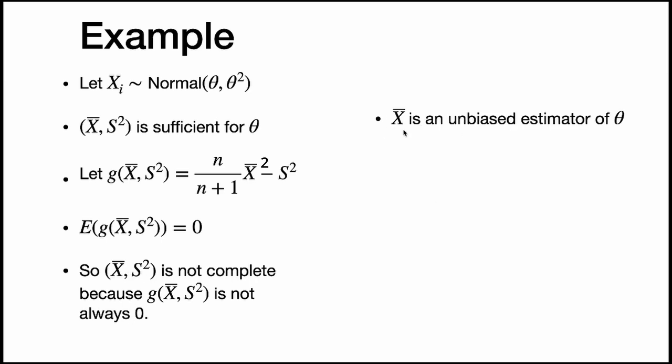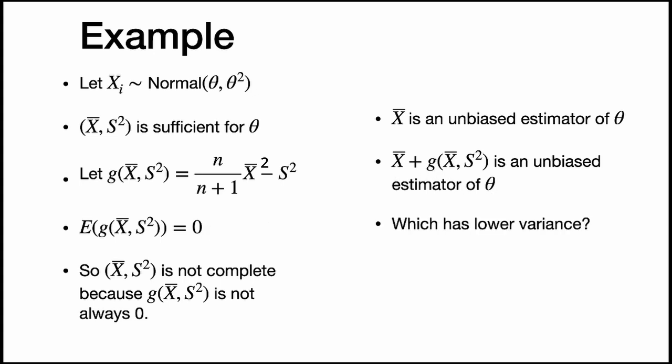So x bar, we know, is an unbiased estimator of theta, and x bar plus g is also an unbiased estimator of theta because g has expected value 0. So when we add it, it doesn't change the unbiasedness. And which has a lower variance? Well, who knows? It's not exactly obvious which one is going to have a lower variance. It makes sense that perhaps when we calculate the standard deviation too, which involves the xi squareds, because the variance is related to theta in this way, maybe incorporating that information would give us an estimator with a lower variance. So now we have a lot of unbiased estimators to consider, and we don't exactly know which one has a lower variance.